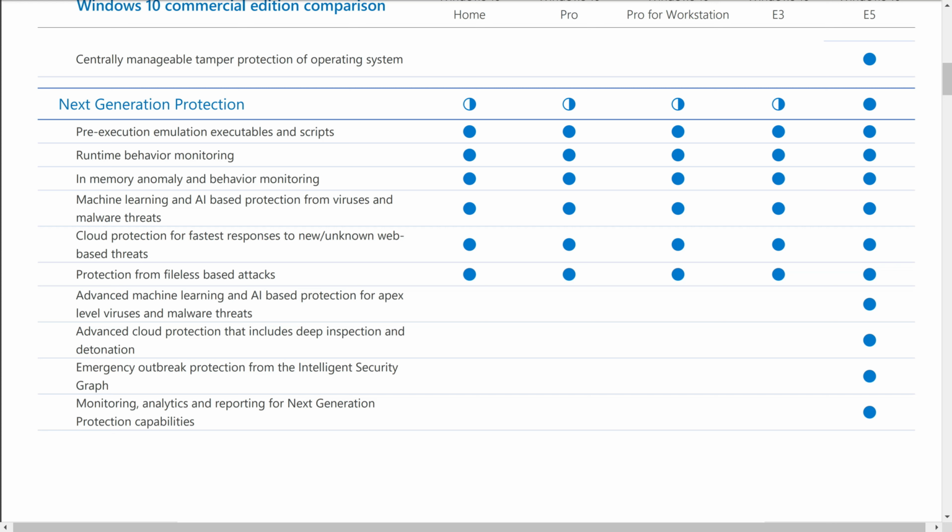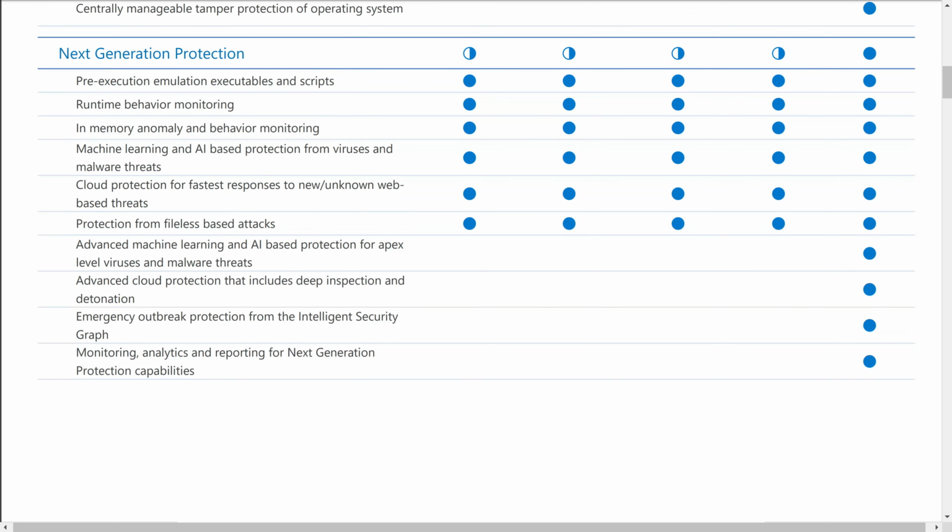And again, emergency outbreak protection, intelligence security graphs and all that type of thing are more slanted towards the E5 side entirely. So if you are an organization considering adopting a much heavier security footprint, the E5 suite may definitely be something you want to consider as well.